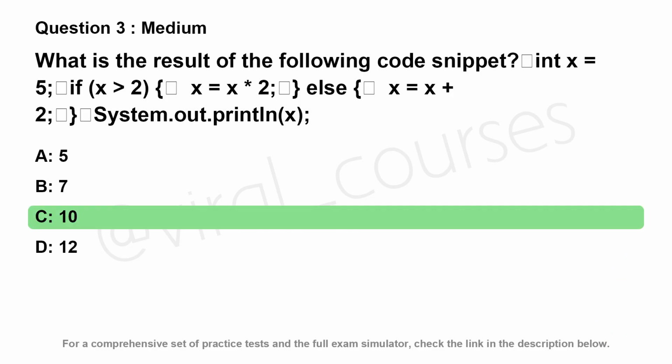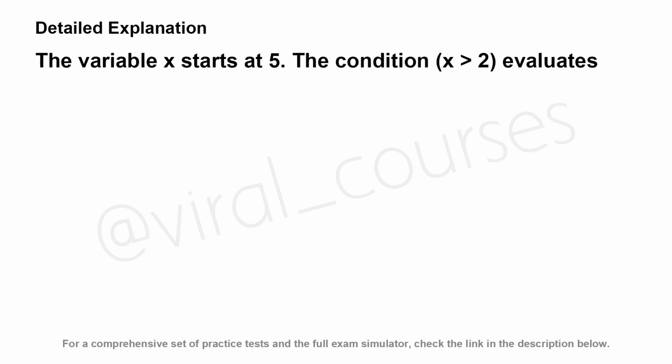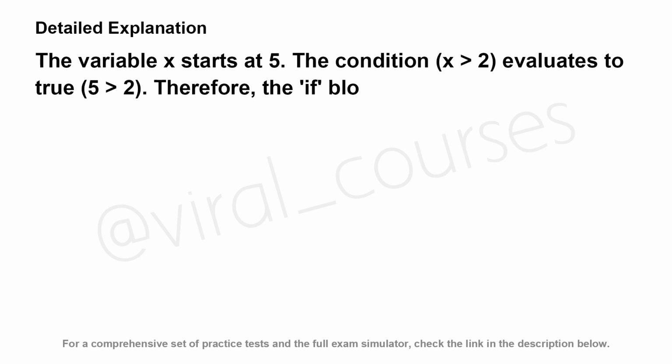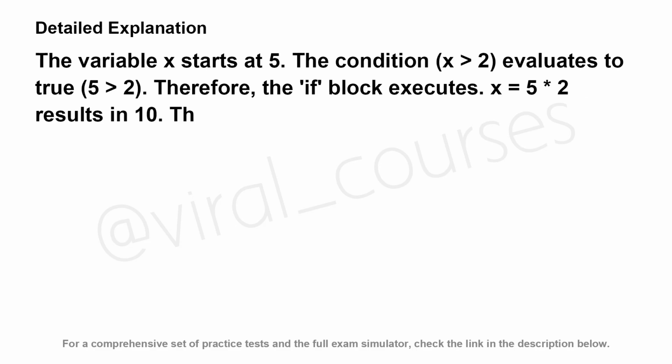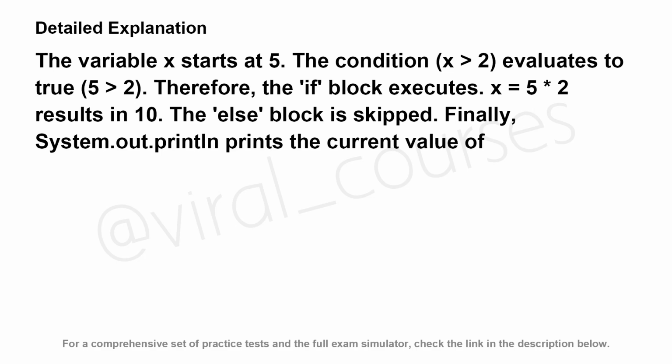The correct answer is C. The variable x starts at 5. The condition, x greater than 2, evaluates to true, since 5 is greater than 2. Therefore, the if block executes. x = 5 * 2 results in 10. The else block is skipped. Finally, System.out.println prints the current value of x, which is 10.